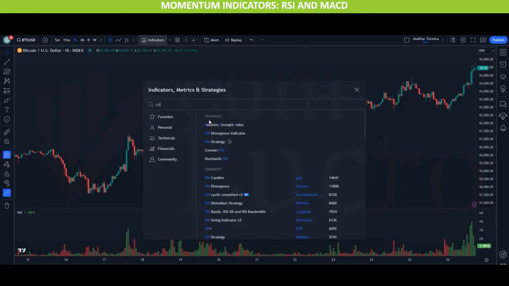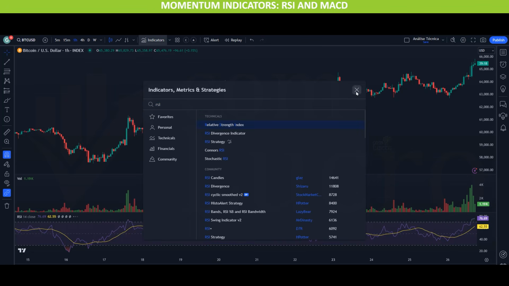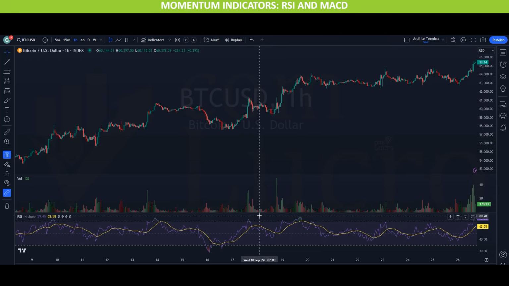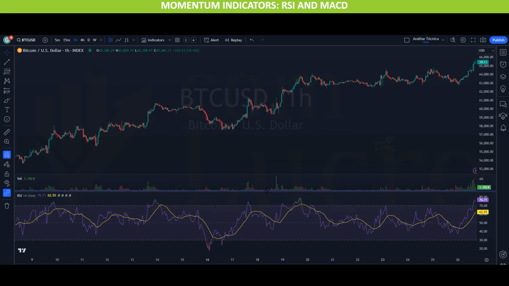Now, the Relative Strength Index, the RSI, a momentum oscillator that measures the speed and the size of price changes. It moves between 0 and 100 and helps you identify overbought and oversold conditions. A reading above 70 generally suggests the asset is overbought and may be due for a correction, while a reading below 30 suggests it's oversold and could be setting up a buying opportunity.